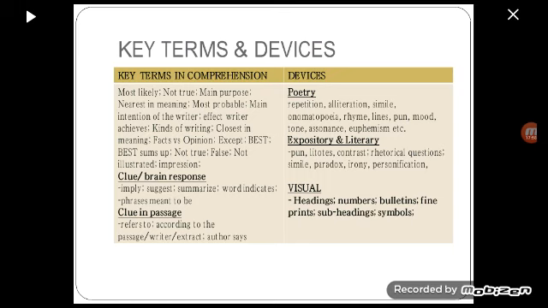Poetry. What are some of the devices you need to concern yourselves with? Repetition, alliteration, simile, onomatopoeia, rhyme, lines, pun, mood, tone, assonance, euphemism. Expository or literary devices: pun, litotes, contrast, rhetorical questions, simile, paradox, irony, personification. Now for the visual extracts, you have to focus on the headings, the numbers, the bulletins, fine prints. Very important, subtopics or symbols.